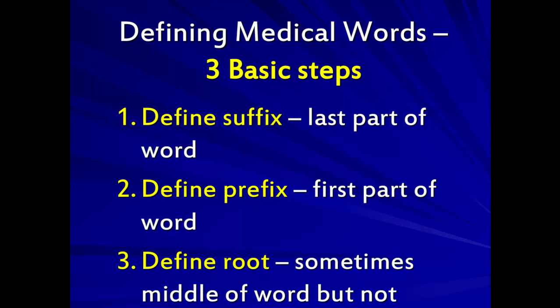There are three basic steps when determining the meaning of a compound medical word. The first thing to do is define the suffix, which is the last part of the word, or the caboose of the train. Then you're going to go to the front part of the word, which is the prefix, the engine of the train. And then you're going to define the root, which sometimes may be the middle of the word, but not always. So we have a term, gastroenteritis.